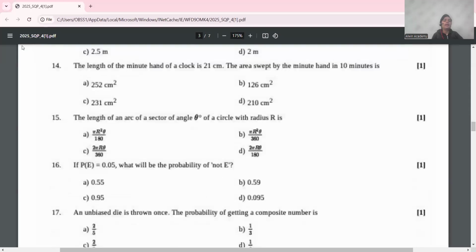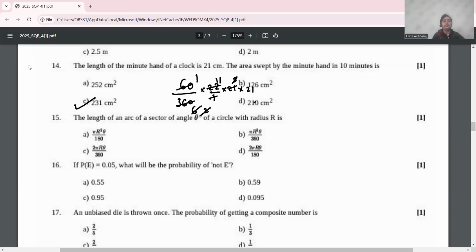The length of the minute hand of a clock is 21. The area swept by the minute hand in 10 minutes is. Now, the area swept by the minute hand in 60 minutes is 360 degree. So in 10 minutes, it would be 360 by 6, 60 degree. So theta is 60 degree here, 60 by 360 into pi r square, 21 times 21. Cancelling this, we get 21 times 11, which is 231, option number C.